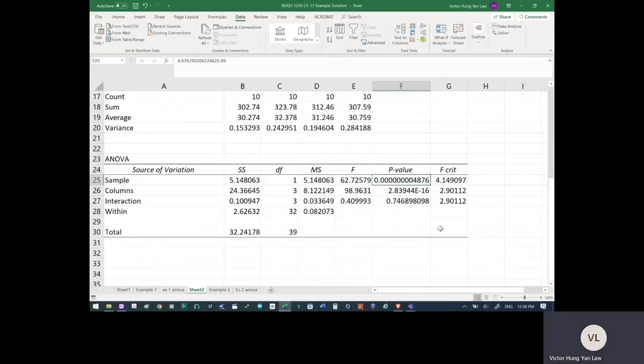That's the third concept. The fourth concept is, again, you need to know how to calculate the p-value and critical value. P-value is F.DIST.RT, and critical value is F.INV.RT. So we're going to go through these 4 concepts right now.